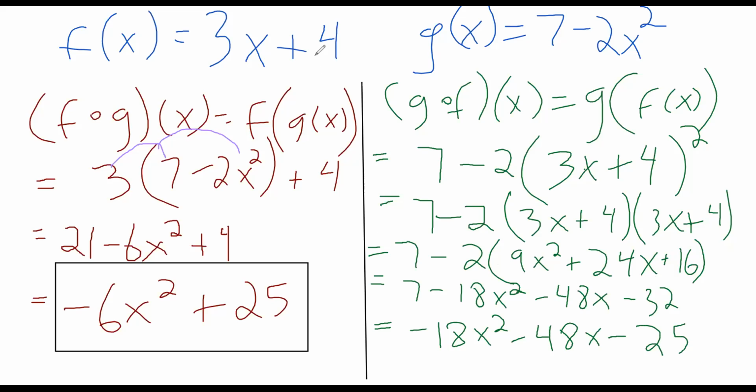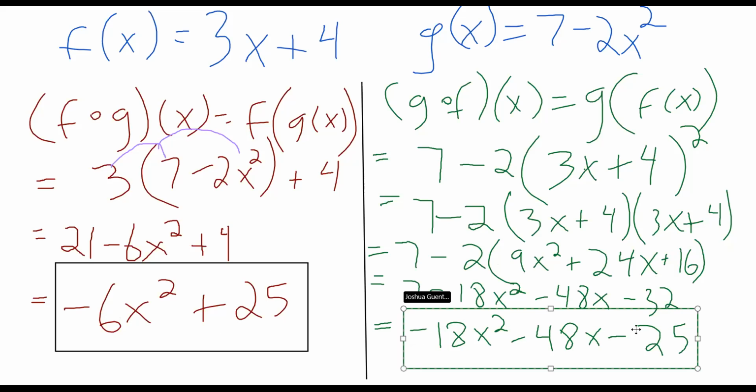And so they are just nowhere near the same thing. This was negative 6x squared plus 25. This was a lot more complex, and they don't come out the same. So putting one inside the other is not the same as flip-flopping.